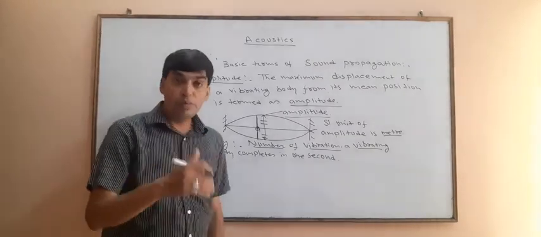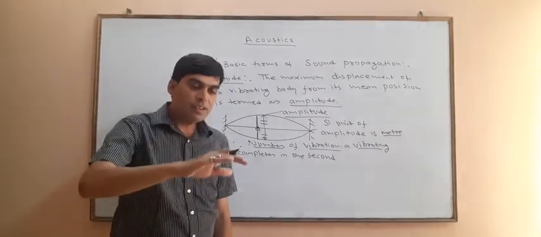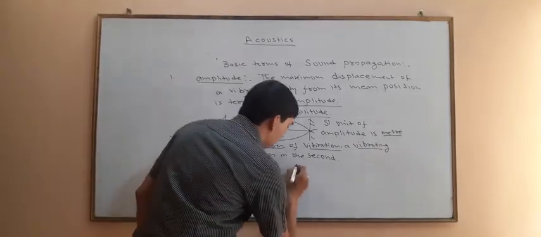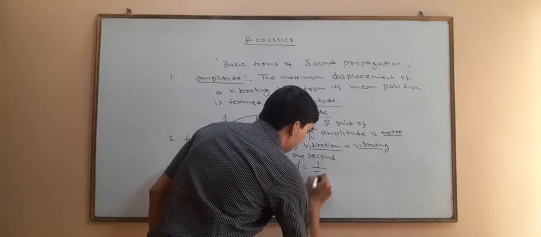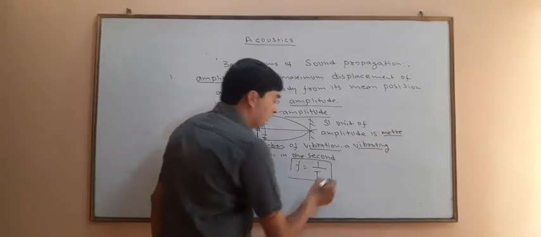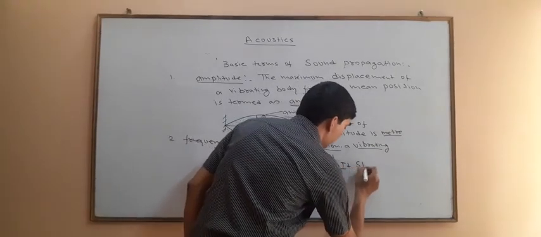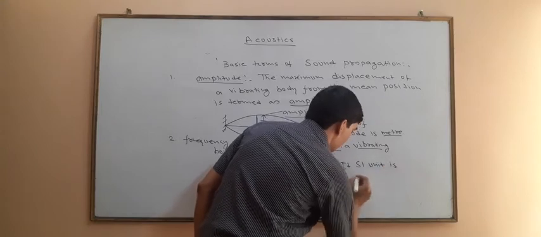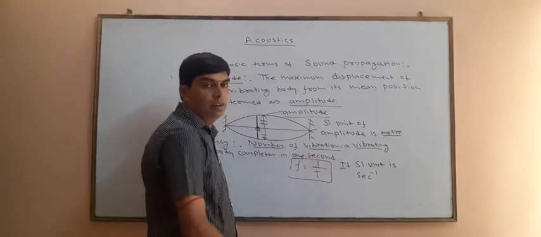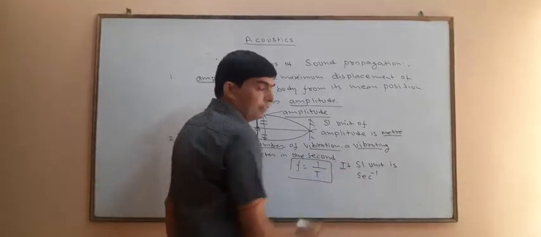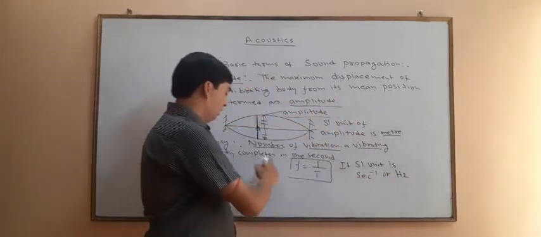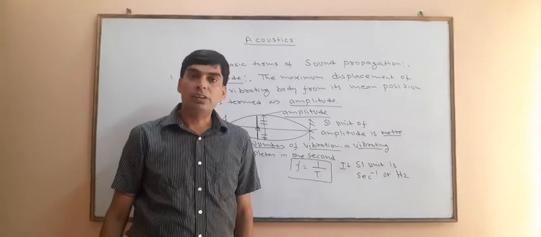More is the frequency, more will be the vibration. Less is the frequency, less is the vibration. So frequency, if you denote it by f, then it is 1 by T. This is the expression of frequency, and its SI unit is second inverse, because the SI unit of time is second and frequency is the reciprocal of time. In honor of the great scientist Hertz, we have named the SI unit of frequency as Hertz.